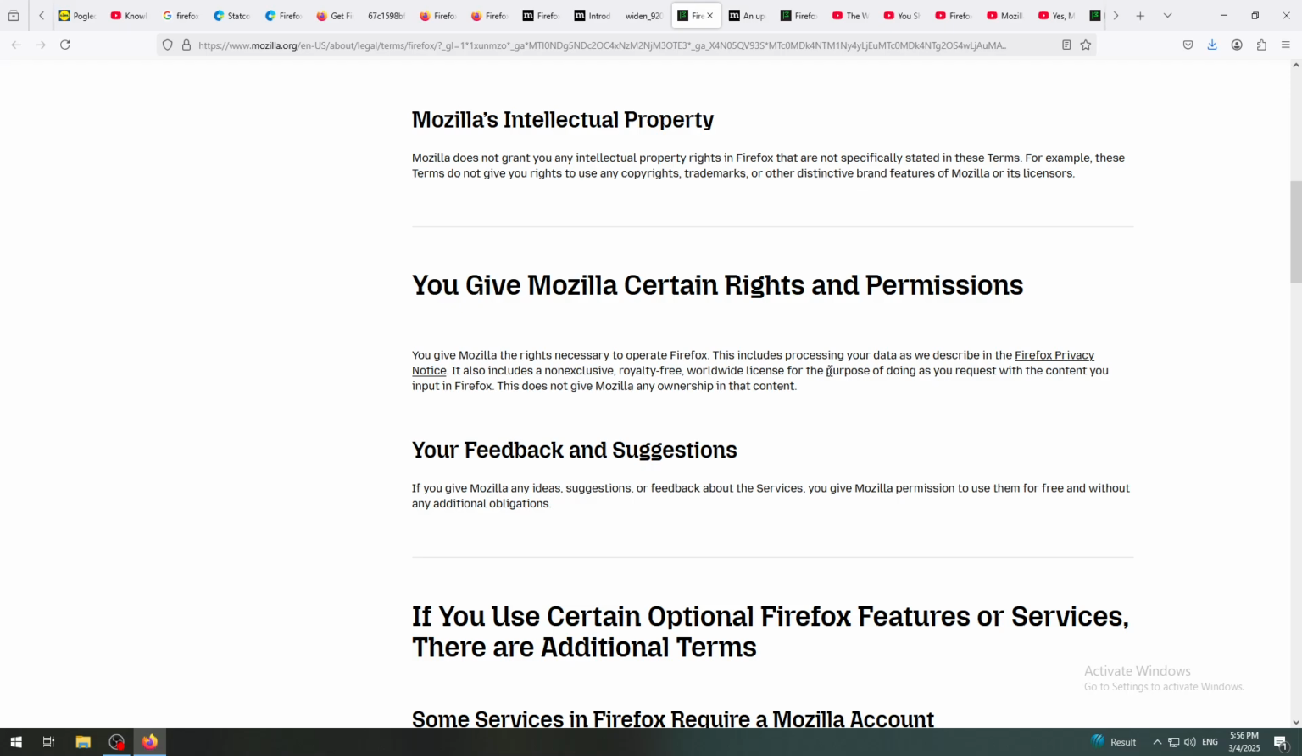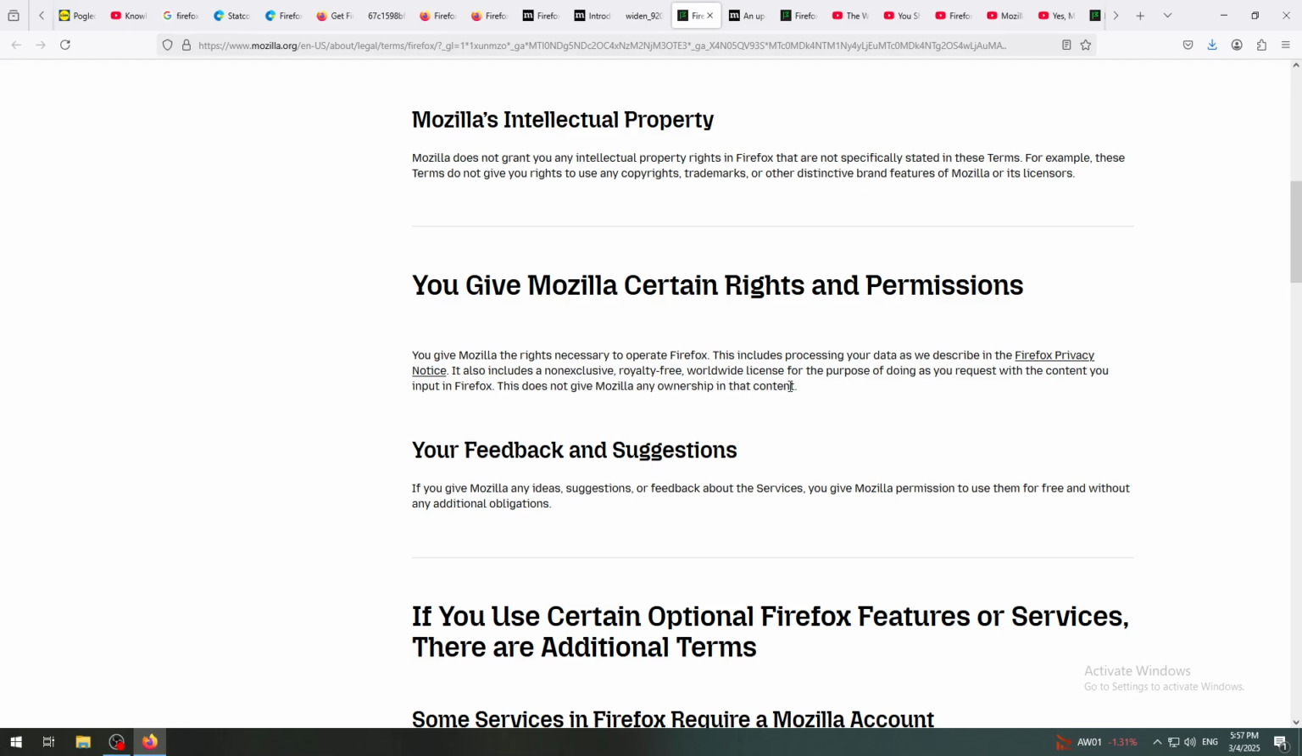But now we can give you the right to request to do with what you input in Firefox, to do with that as you want, the purpose for it. So again, they're just a little bit changing the procedure, not the whole point of it. So it's only about the form, not what's behind it. But this does not give Mozilla any ownership in that content.